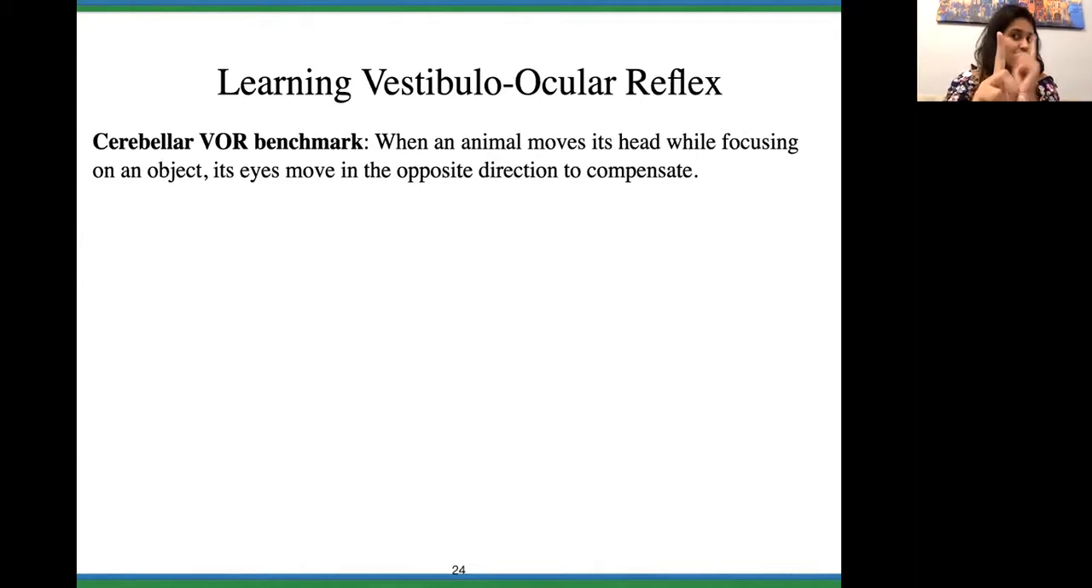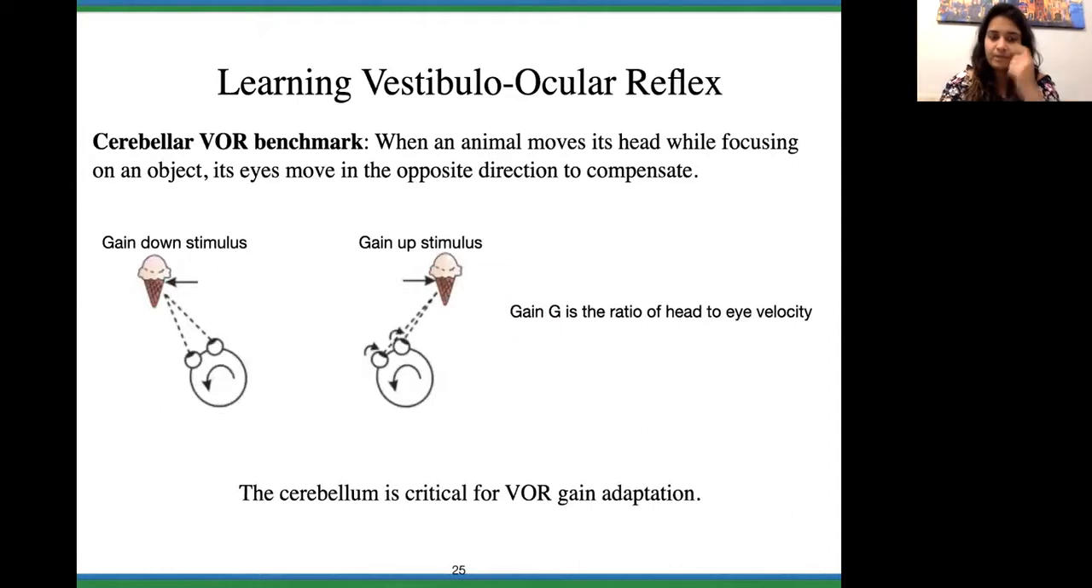You move your head, your eyes move in the opposite direction. And so, you could be moving your head and the object could also be moving, in the same direction or in opposite directions. If it's moving the same direction, then you have what's called a gain down stimulus. So your head moves X amount, your eyes have to move back less than X amount because the object is moving as well.